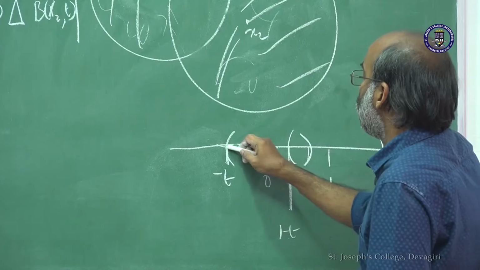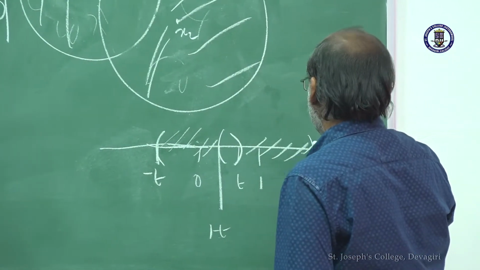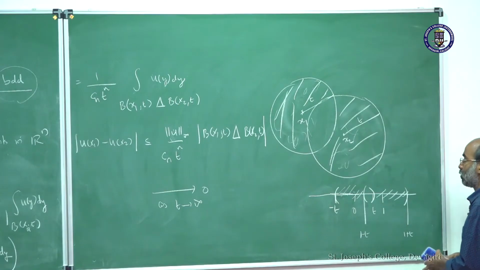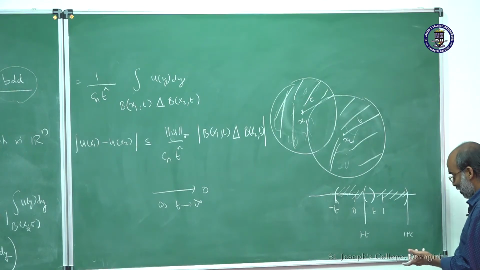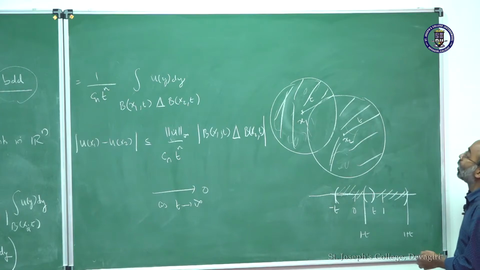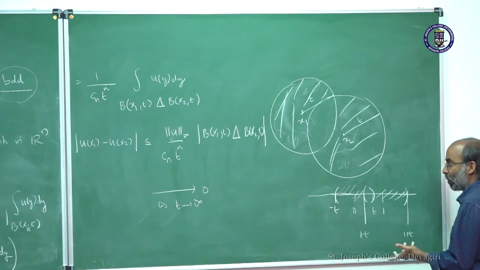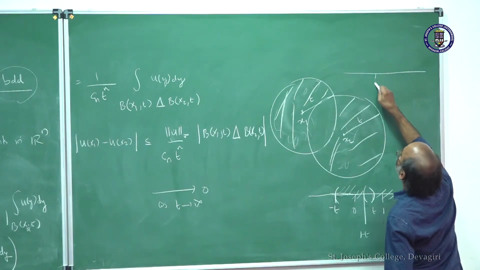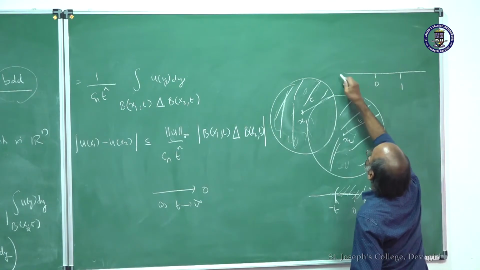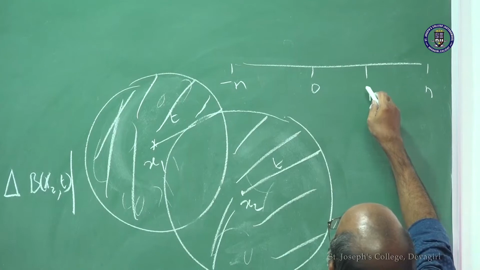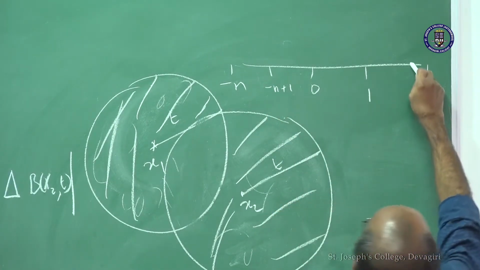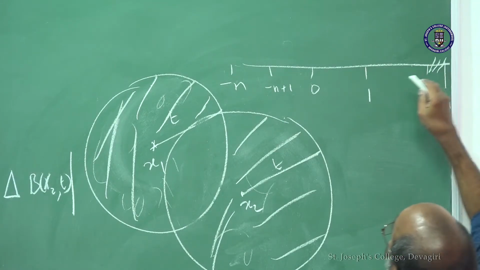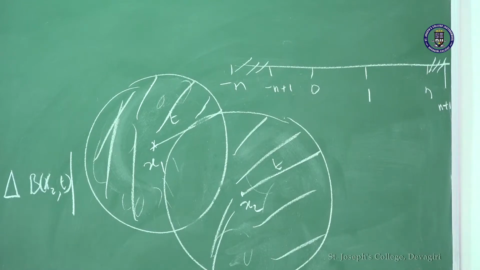What is the symmetric difference? Whatever is here, what is the measure of that? Okay, I should have taken a simpler example. Let us take larger balls: minus n to n, and minus n plus 1 to n plus 1. The symmetric difference is this. We will just take t to be n.